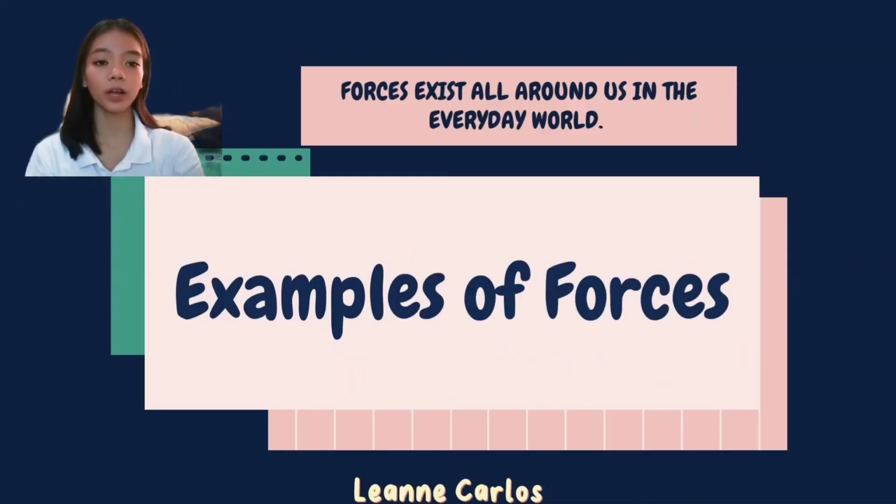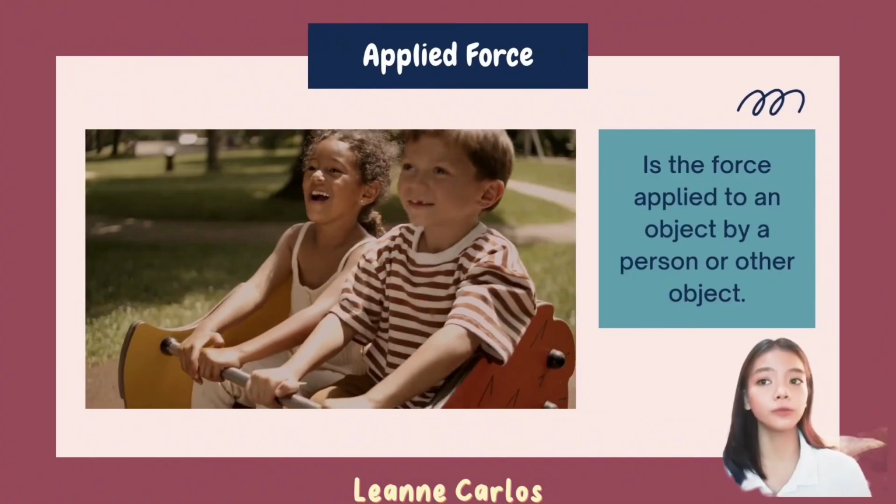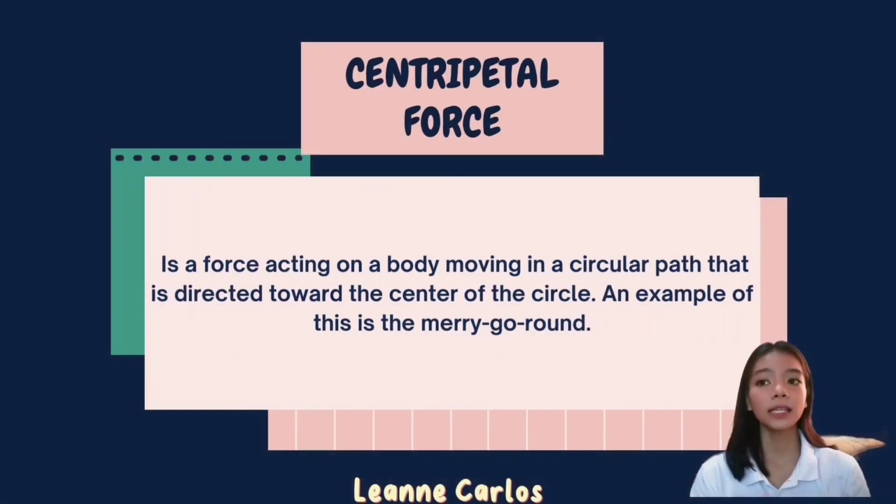Forces exist all around us in the everyday world. Here are some common examples. Friction is a force that opposes motion. Applied force is the force applied to an object by a person or other object. Centripetal force is a force on a body moving in a circular path that is directed toward the center of the circle. An example of this is the merry-go-round.